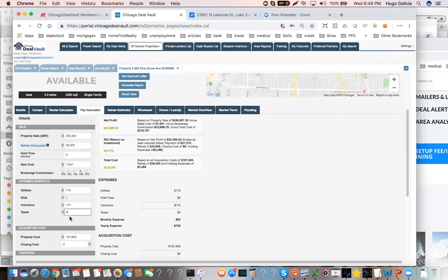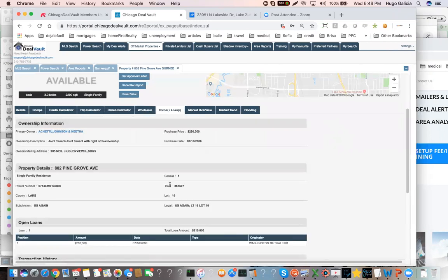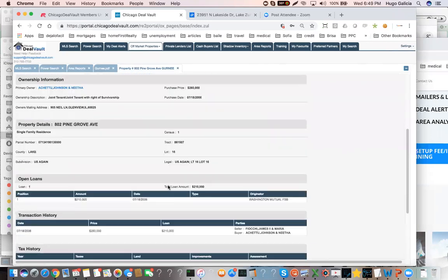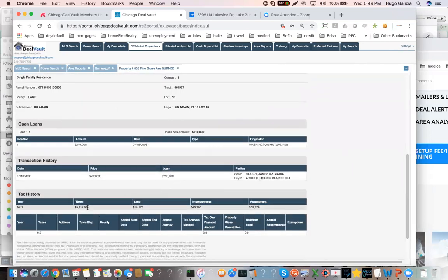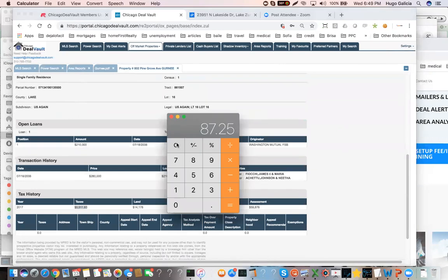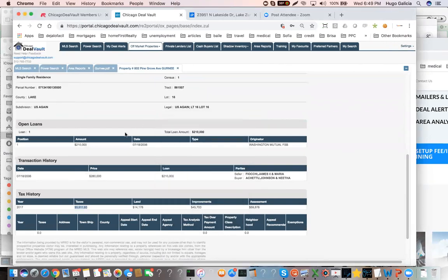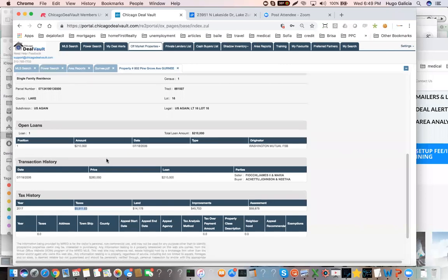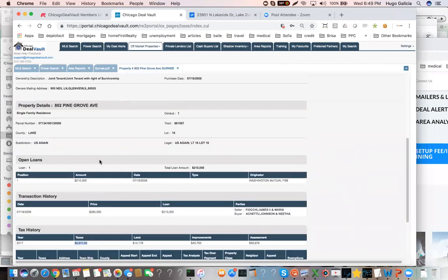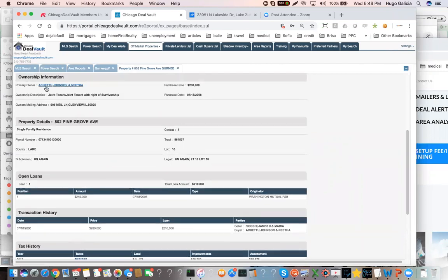Taxes. Now, to find out about the taxes, all you need to do is click on the owner loan tab and then scroll to the bottom, okay? So here, taxes are 5911. So we're gonna divide 5911 by 12. So they're gonna be about 500 for taxes. And then, so while we're in this tab, this is gonna give you great information. First of all, we're gonna find out who the owner is.